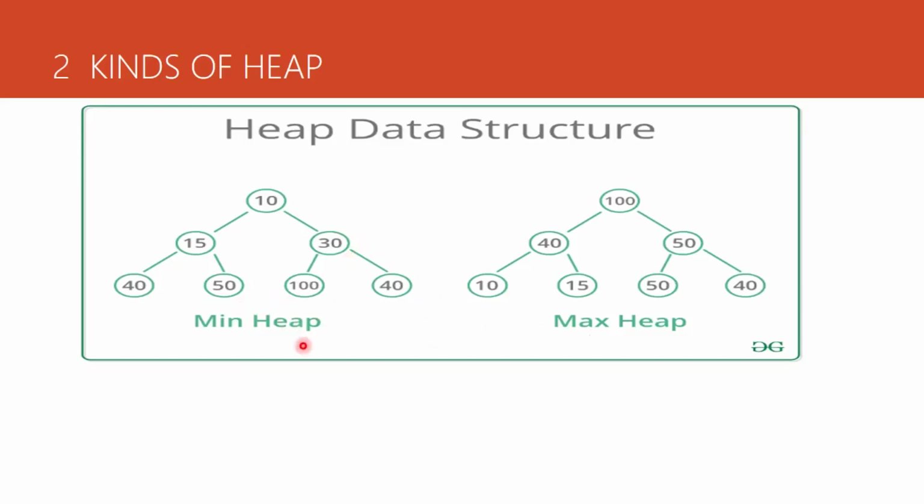Always in a min heap, at each node the key is lesser than or equal to its children. So always in a min heap, the smallest element is in the root. What about here? Always in a max heap, the largest element is in the root.